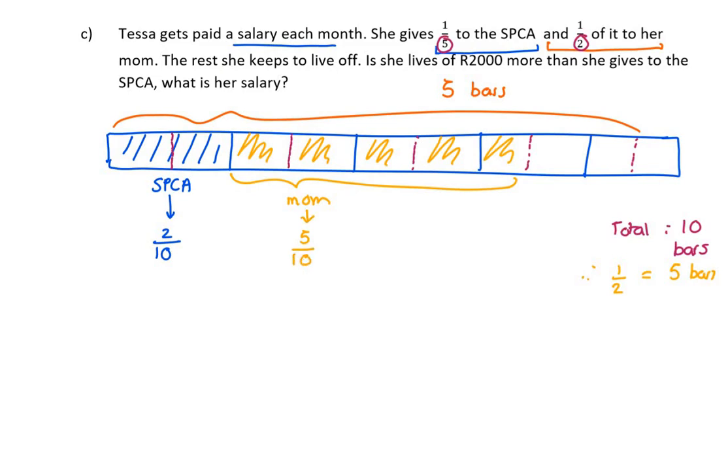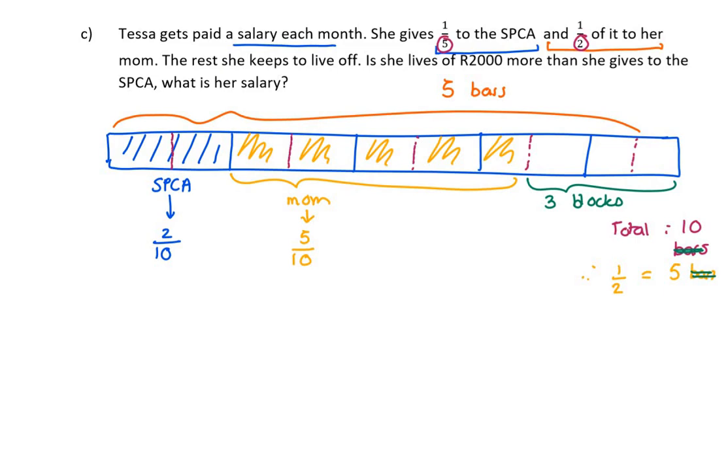The rest she keeps to live off. So basically 3 blocks. Sorry, I should be calling them blocks and not bars, because that's what we normally do. We call the whole thing a bar and we call these blocks. So let me cross those out. 3 blocks is what she lives off.